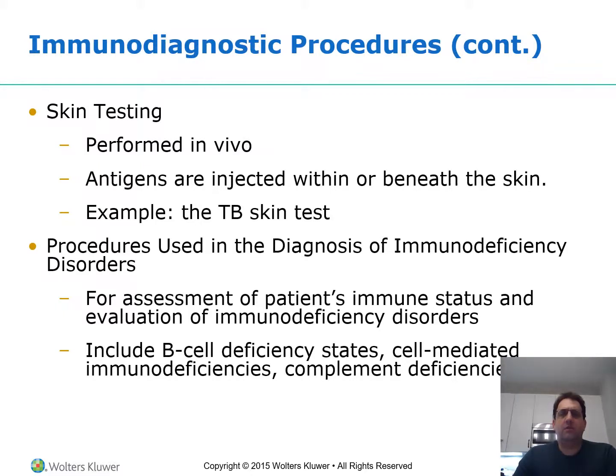And then if we're looking for immunodeficiency disorders, we're going to actually order B cell levels and also run some tests on cell-mediated immunodeficiencies, seeing how these cells react to different chemicals and complements.